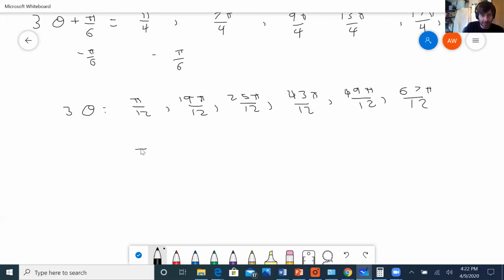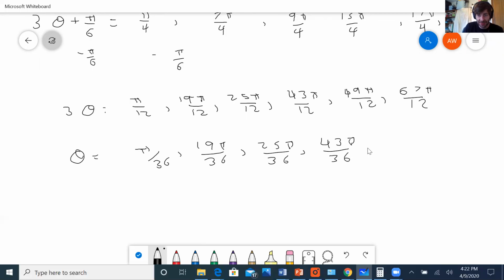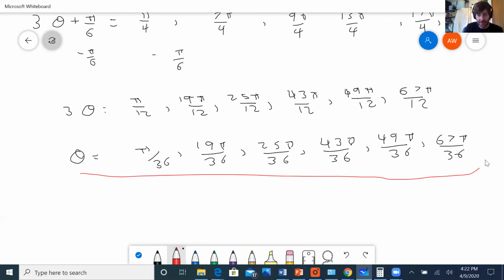Then all I'm going to do is divide each side by 3. So that's going to be pi over 36, 19 pi over 36, 25 pi over 36, 43 pi over 36, and so on. There we go.